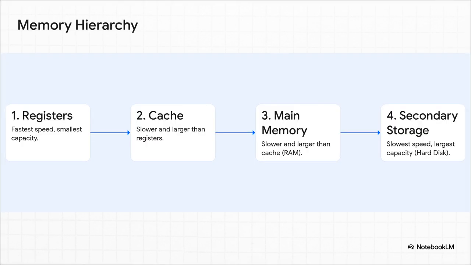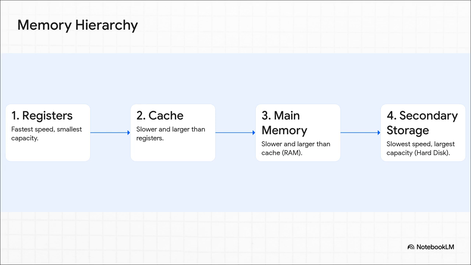See, your computer's memory isn't just one big bucket. It's a whole hierarchy. Right at the very top, you have these tiny, ridiculously fast storage spots called registers, which are right inside the CPU itself. Then you have the cache, a little bit slower but bigger. Then comes your main RAM, and finally at the bottom, you have the massive but much slower storage on your hard disk or SSD. And here's the crucial trade-off.